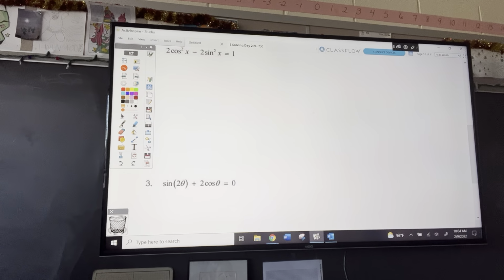Okay, here we go. Substitution. There's a 2 in front, and for cosine squared, we're substituting in the quantity 1 minus sine squared. Our variable is x. And I don't know if this is going to work, but I like it because now we just have sine squared. So let's see what happens. 2 minus 2 sine squared of x minus 2 sine squared of x equals 1.